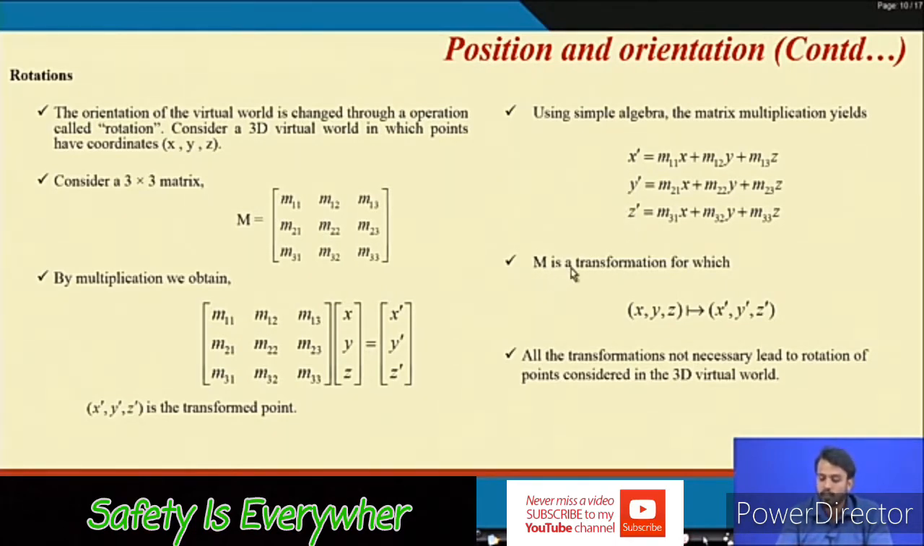So, M is a transformation by which the original coordinates x, y, z, meaning points in a 3D virtual world, are transformed to x dash, y dash and z dash. Not every transformation necessarily leads to rotation of points in the 3D virtual world. So we have to consider certain properties to be applied to those components, so that the rotation can be achieved.